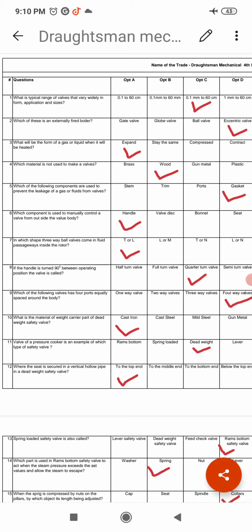What is the typical range of valves that vary widely in form, application and sizes? Option C, 0.1 mm to 60 mm. Please remember this one, 60 mm. Next, which one of these is an externally fired boiler? Its answer is eccentric valve.